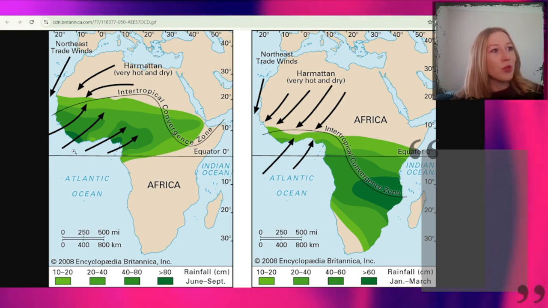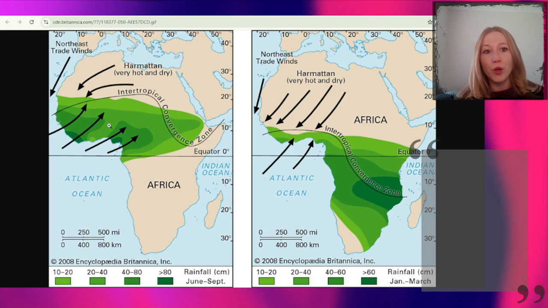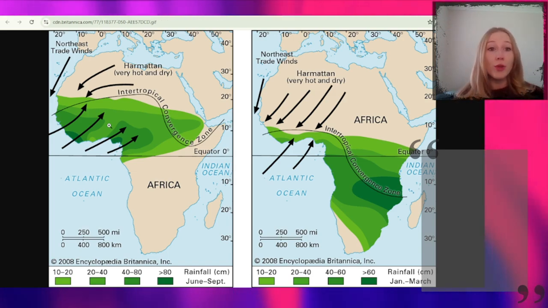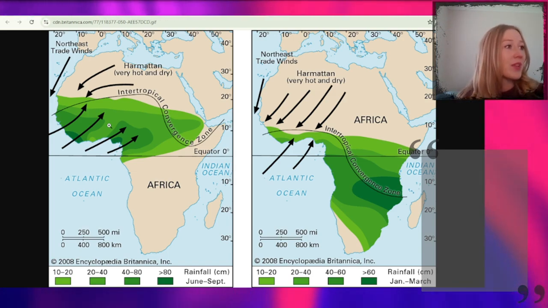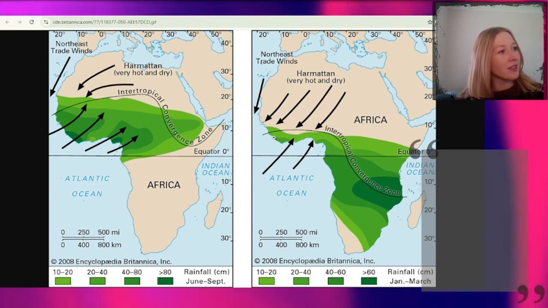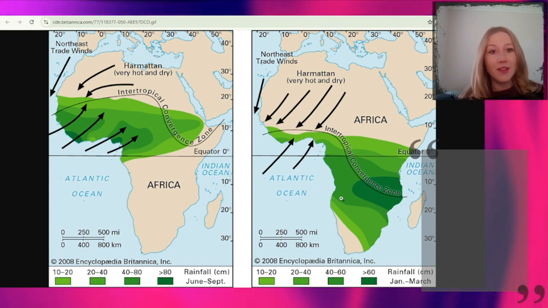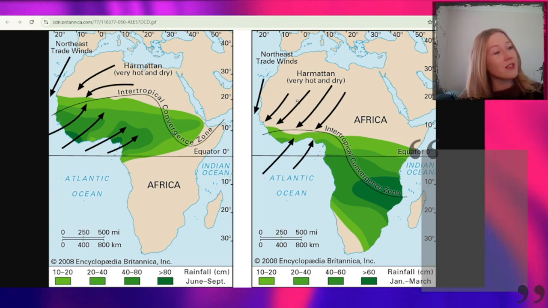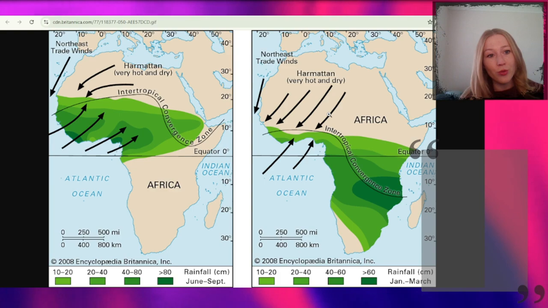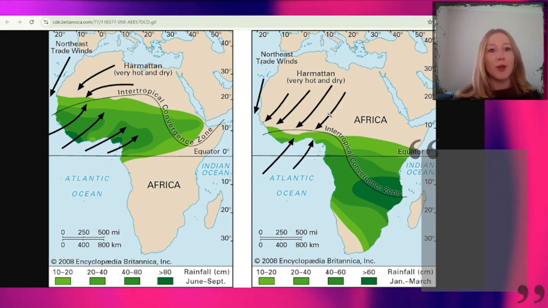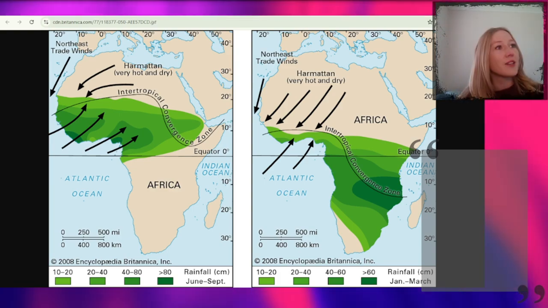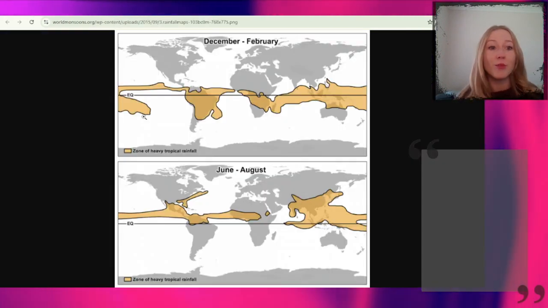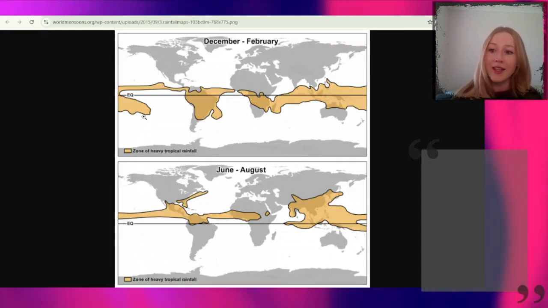So in the summer over here, the wind will blow from the ocean inland and will bring moisture and rain with it. And then as the seasons shift and now the southern hemisphere has summer, the wind will blow in over here, and there you can see the wind has changed direction in the northern hemisphere and is blowing back to the ocean.